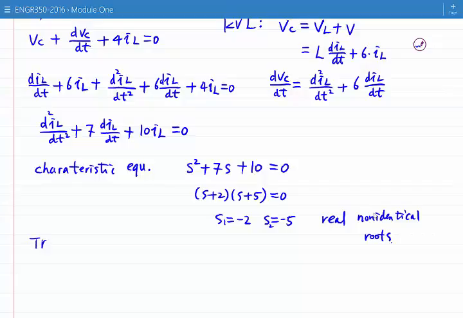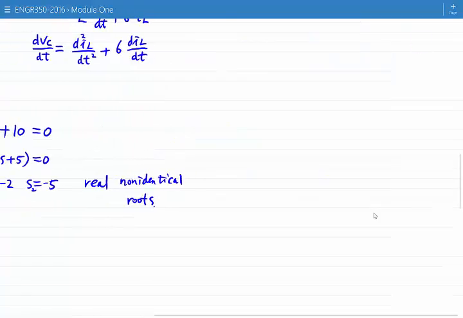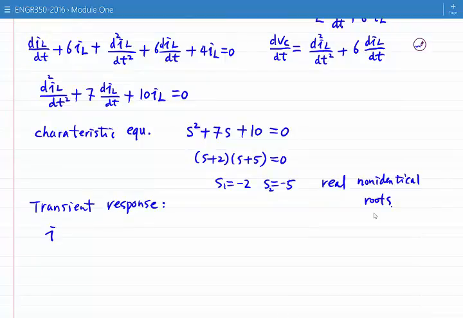So we can find out the transient response, which is the general solution for the homogeneous second-order differential equation. So the transient current IL has the following form: A1 times e^(S1 t) plus A2 times e^(S2 t). A1 and A2 are integration constants that we have to solve using initial conditions later on.